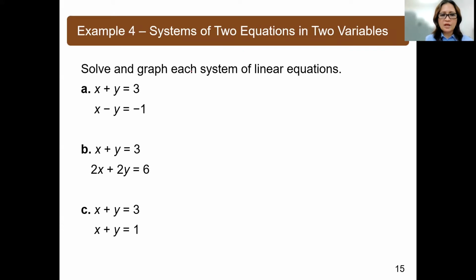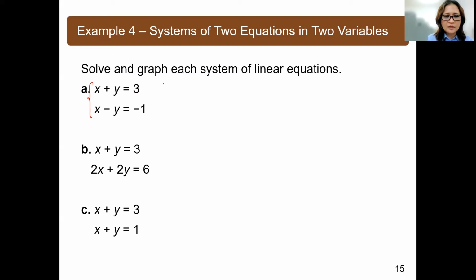Okay, we're given here 3 examples, 3 pairs of equations in 2 variables. Now, how do we solve and graph each system of linear equations? So we're asked to solve as well as to graph each system of linear equations. For the first pair, we will have x plus y equals 3 and x minus y equals negative 1.